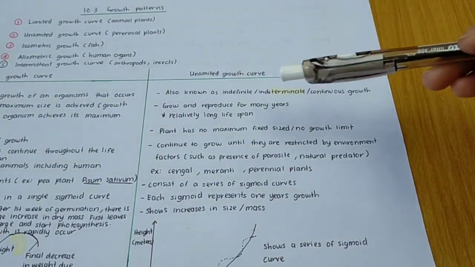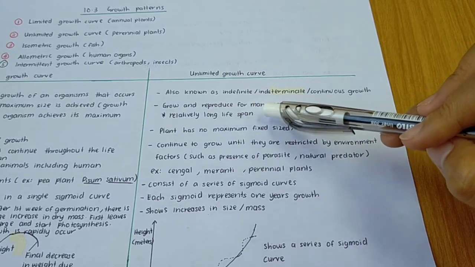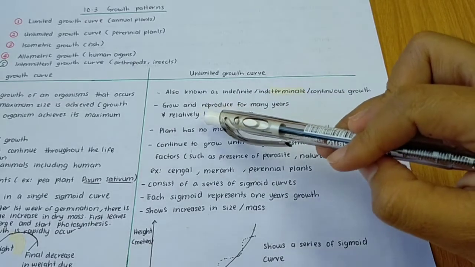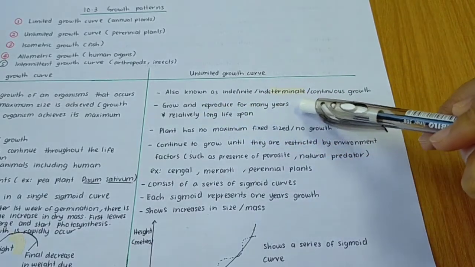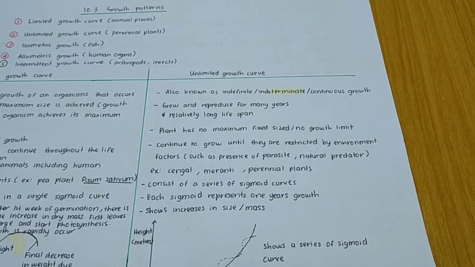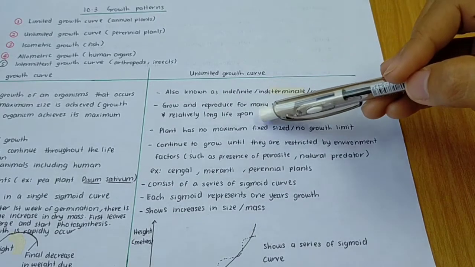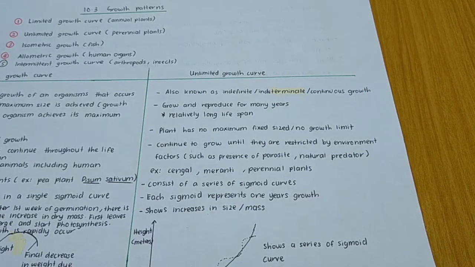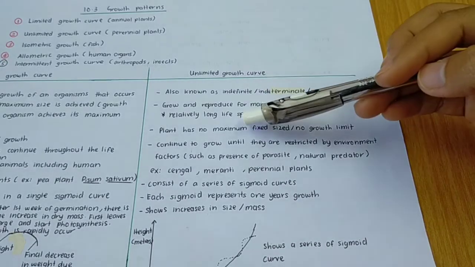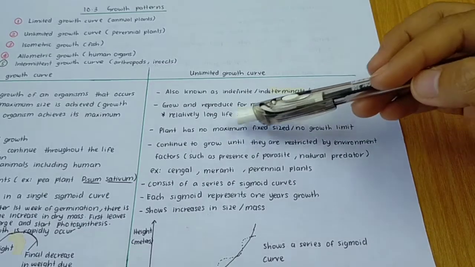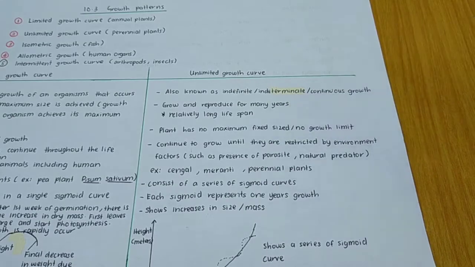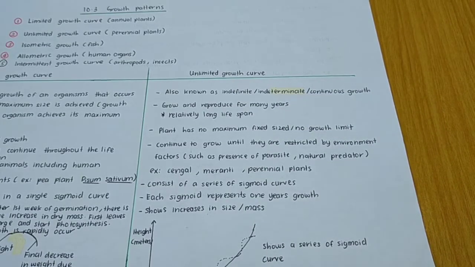Okay, so unlimited growth curve is also known as indefinite or indeterminate or continuous growth. Okay, so it will grow and reproduce for many years. Okay, and then for this organism that shows unlimited growth curve, relatively it has long lifespan. So kalau kita compare dengan limited growth curve tadi, relatively it has short lifespan. Tapi kalau untuk unlimited growth curve, it relatively has long lifespan. And then plant has no maximum fixed size or no growth limit. Okay, because of what? The growth will continue throughout its life.